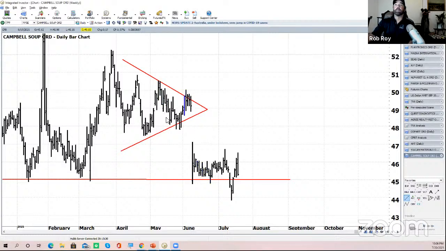So there was the breakout of the triangle. It did it all in one day, and it's consolidated right there, tried to break below it and gotten back above 45.